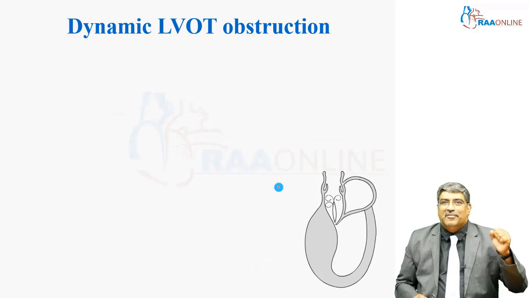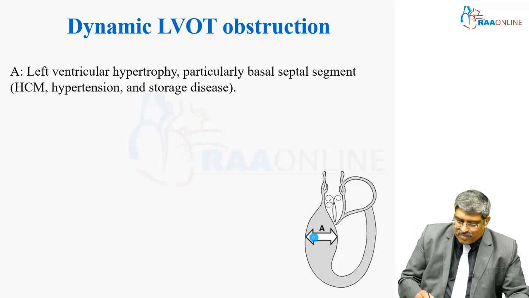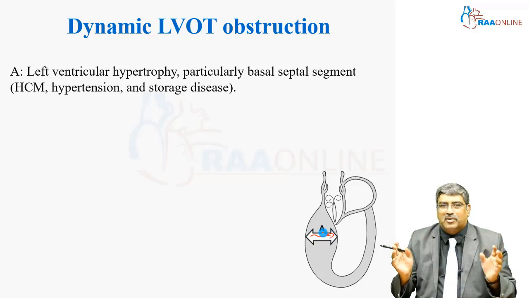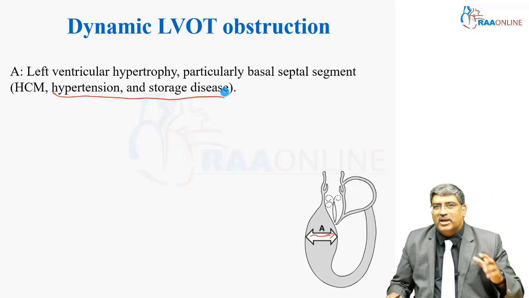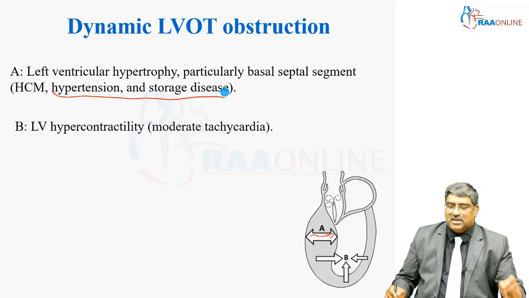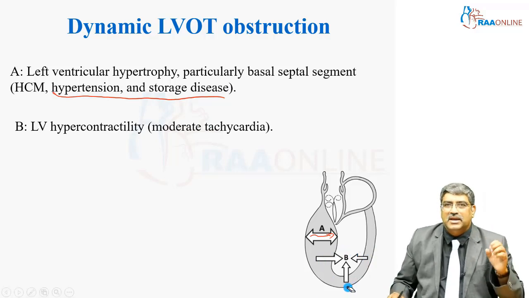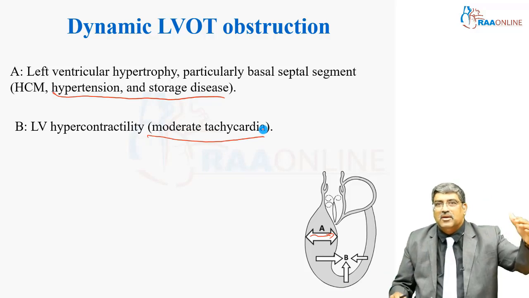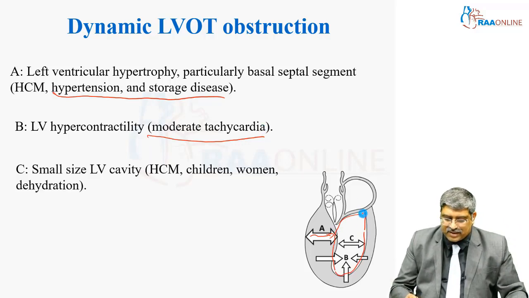Now coming to the factors which increase the gradient across the LVOT, in other words, which increase the obstruction. There is going to be left ventricular hypertrophy, particularly at the basal segment. The more the hypertrophy, the more the obstruction. It is common with hypertension and other storage disorders also. Next, LV contractility. The more the LV contracts, the more the obstruction happens, and tachycardia also, by causing increased contraction, can worsen the obstruction.